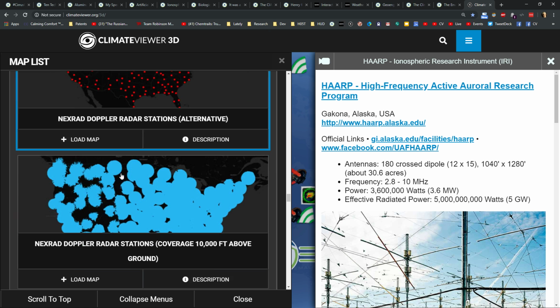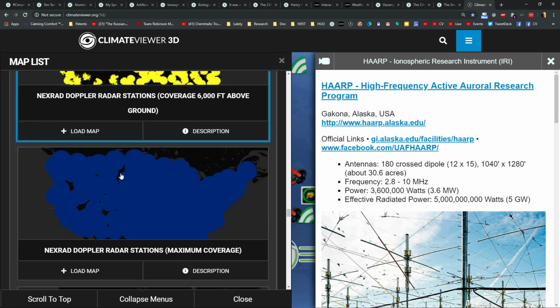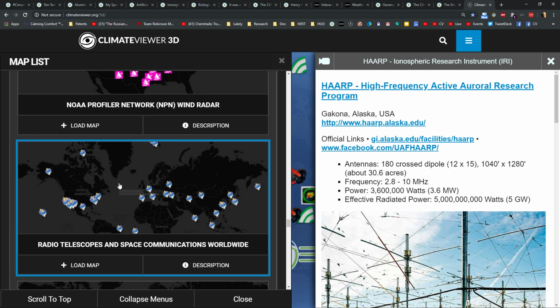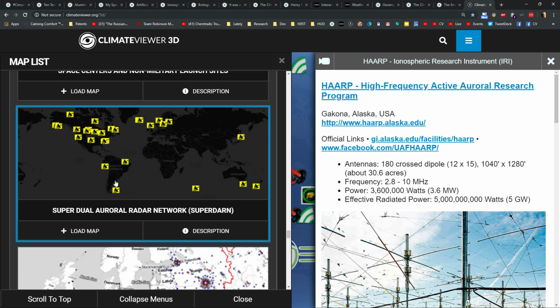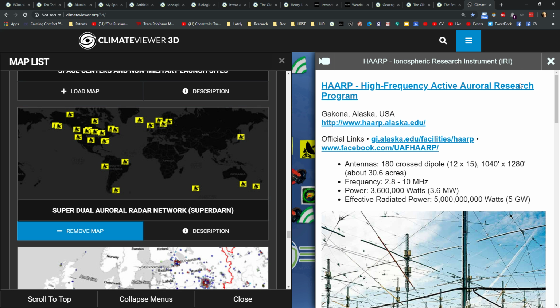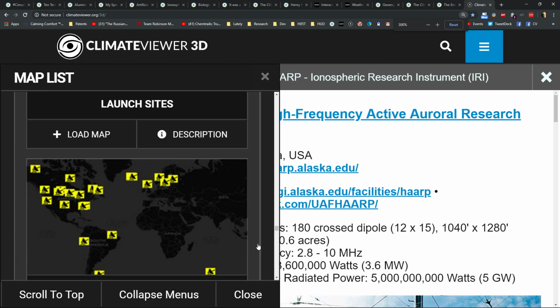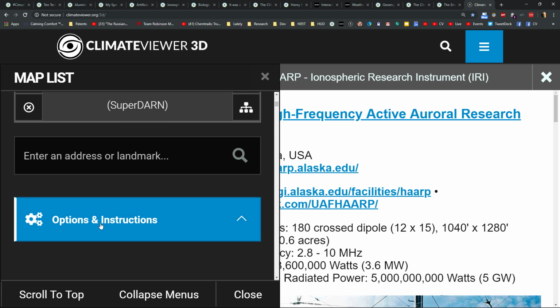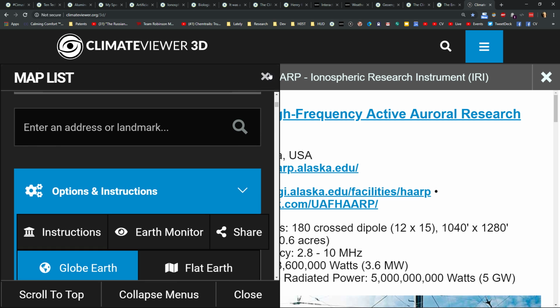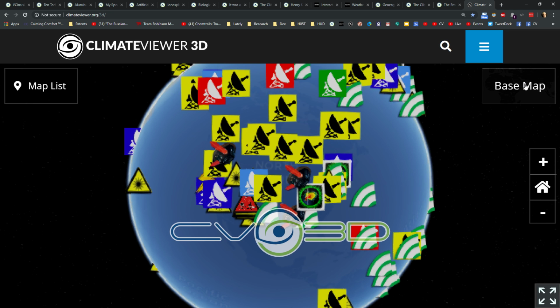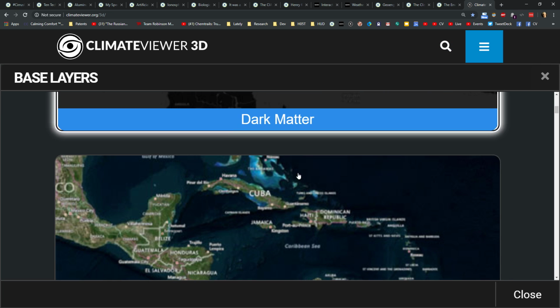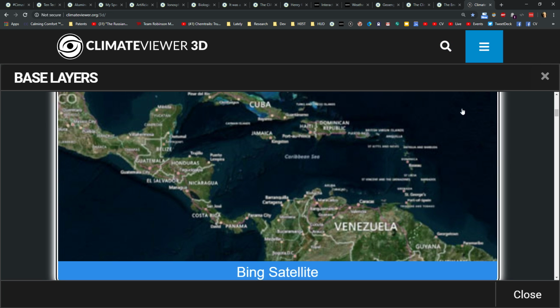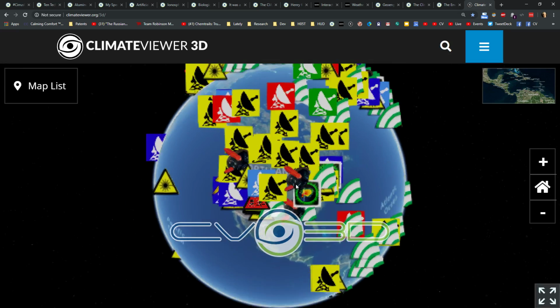We want the SuperDARN, and they will be down here past all these NEXRADs and radio telescopes, and here we go, Super Dual Auroral Radar Network. So we scroll back out a little bit, scroll to the top. These are all the maps I've loaded. All right, let's close that. Let's close that. And let's turn on the satellite view. And bam, this is what we're left with.